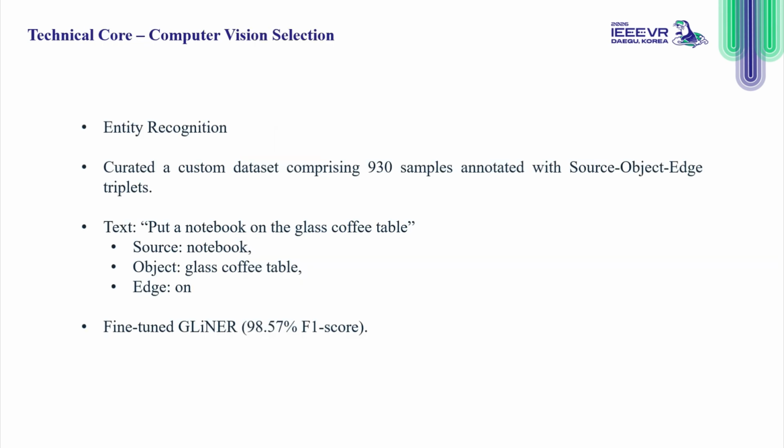Standard named entity recognition models, including zero-shot GLiNER, were insufficient for reliably extracting our specific source-object-edge triplet structure, particularly the spatial relations, the edge. Therefore, we curated a custom dataset comprising 930 samples annotated with these triplets. We fine-tuned GLiNER, which achieved a 98% F1 score.